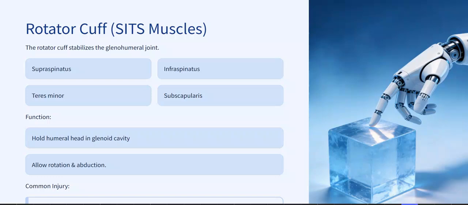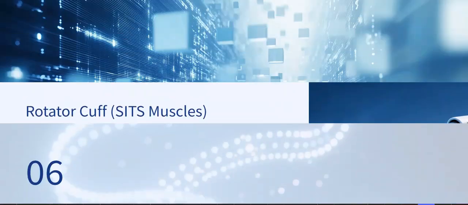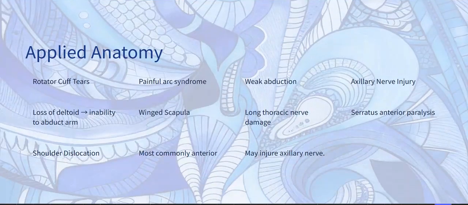Let's quickly revise important clinical correlations. Rotator cuff tear: painful arc syndrome, weak abduction. Axillary nerve injury: loss of deltoid function, inability to abduct arm. Winged scapula: due to long thoracic nerve injury, serratus anterior paralysis. Shoulder dislocation: most common is anterior. May damage axillary nerve. So that's all for today's lecture on muscles of the shoulder region.